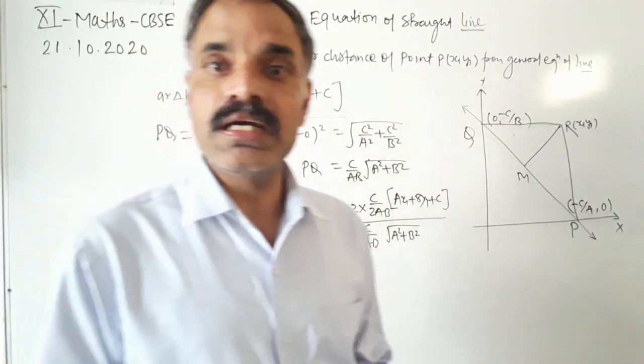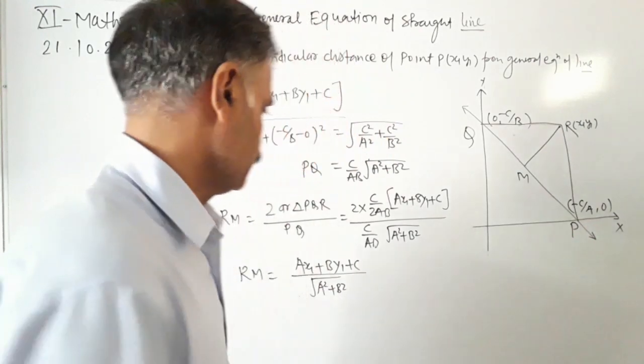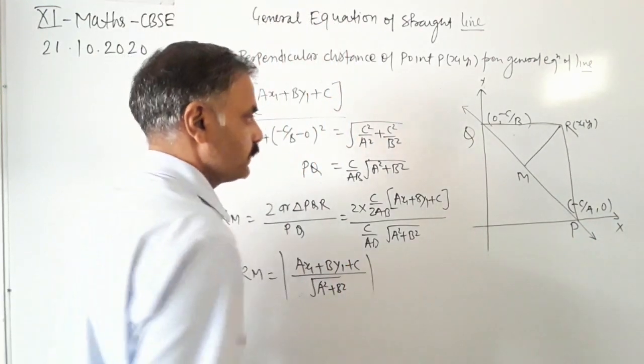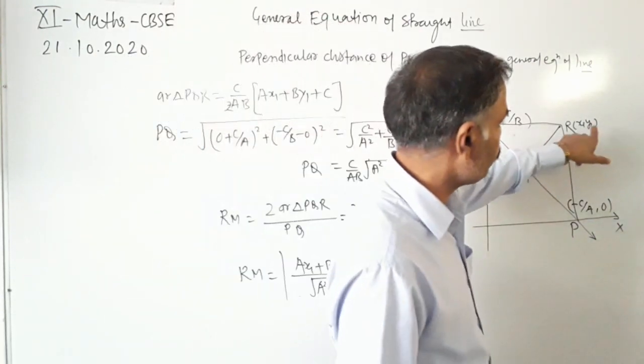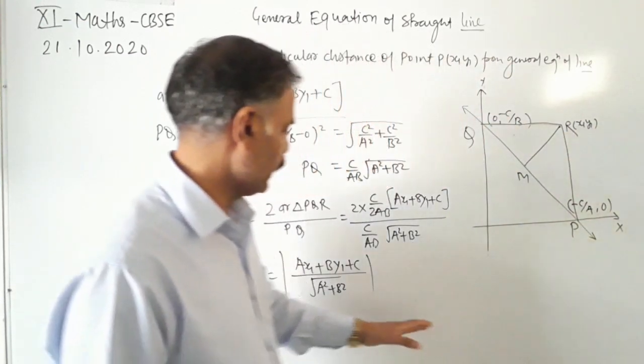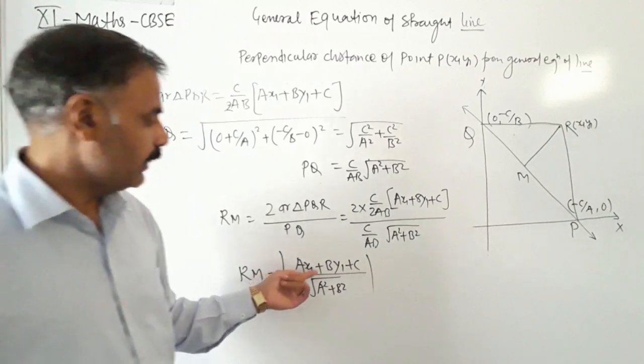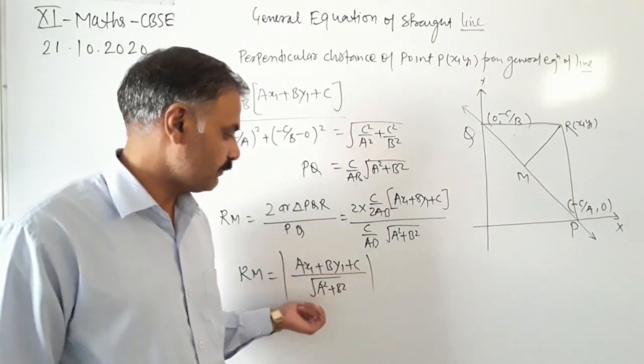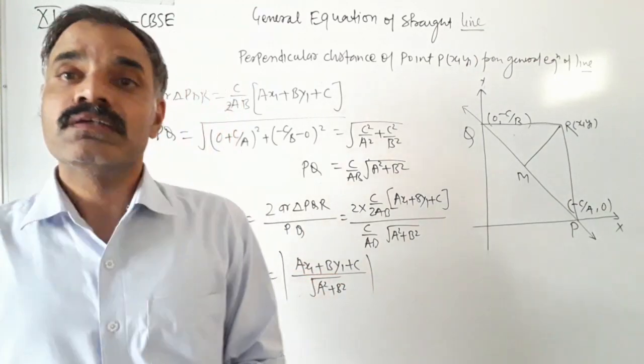This is the distance, which we always take positive. So this is always positive. Okay, this is the distance of the point R x1 y1 from the line PQ, and this is equal to the modulus of a x1 plus b y1 plus c upon under root a square plus b square.